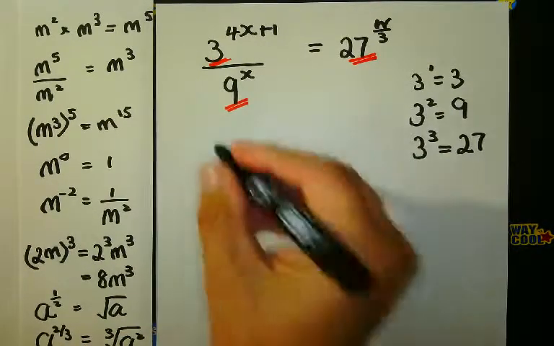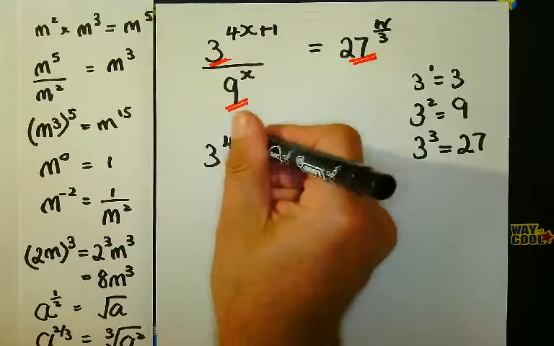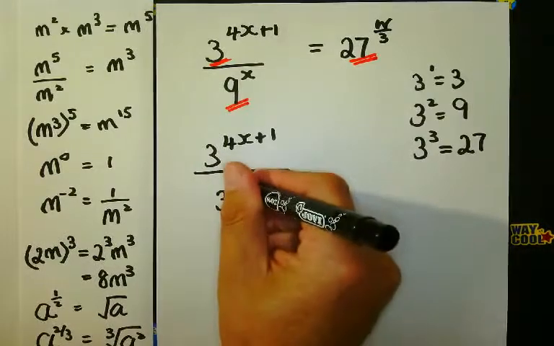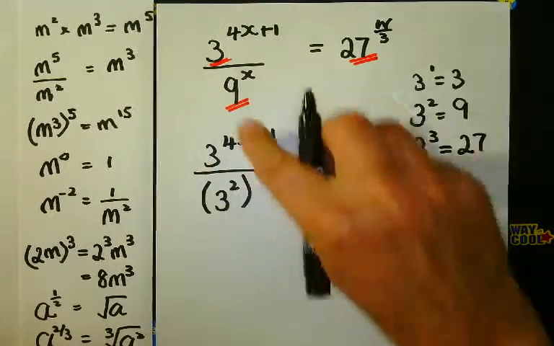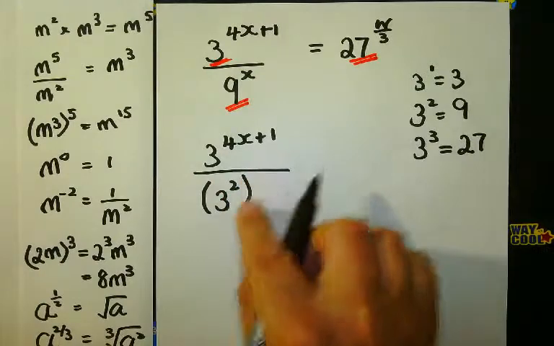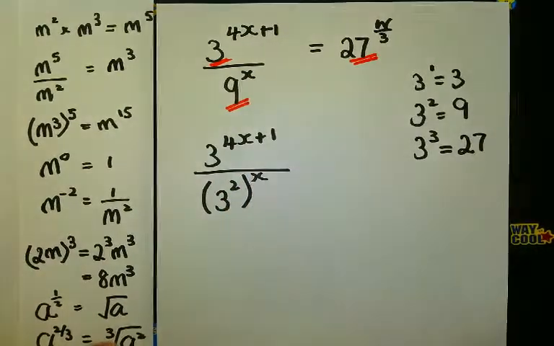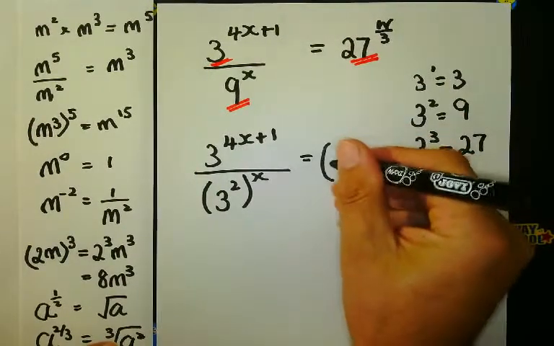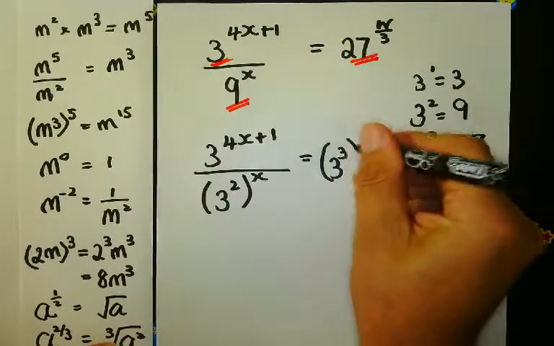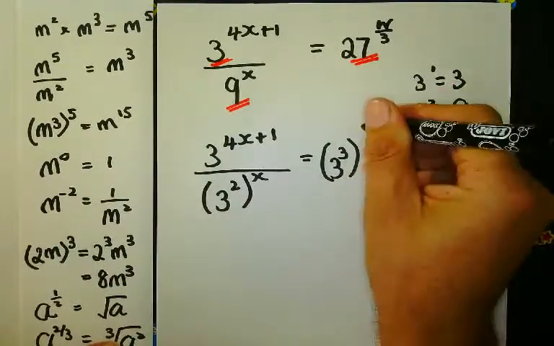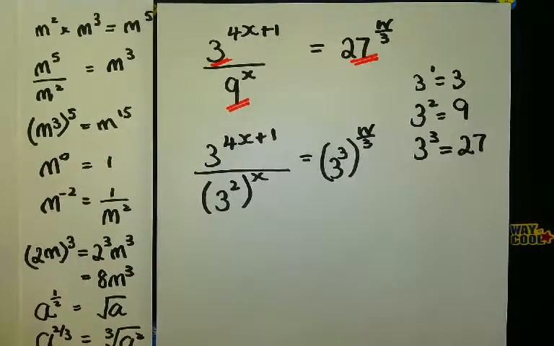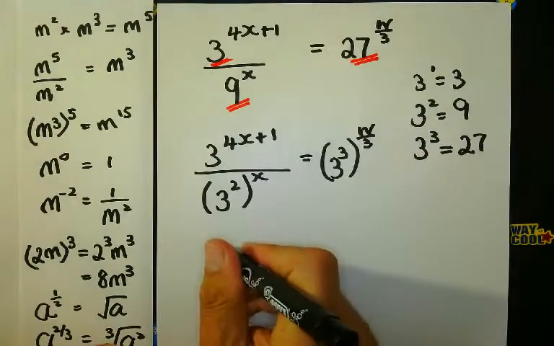Now when we do this, this one's already in base 3, we don't need to change it. I think it's a good idea to make sure that you wrap the base that you're changing, so we're changing 9 into 3 squared, wrap it in a set of brackets, and then put on that external power, which is equal to, so we're going to rewrite the 27 as 3 to the 3, wrapping it again in brackets, power of w over 3. So now they're all over base 3. So now we can actually do some simplification on it.